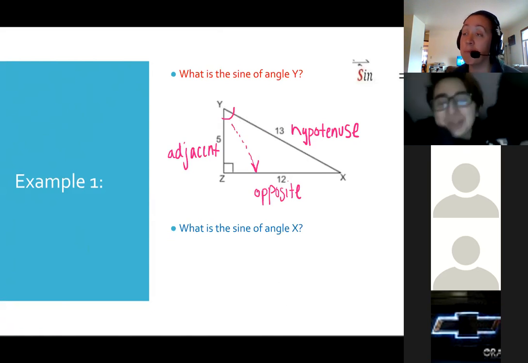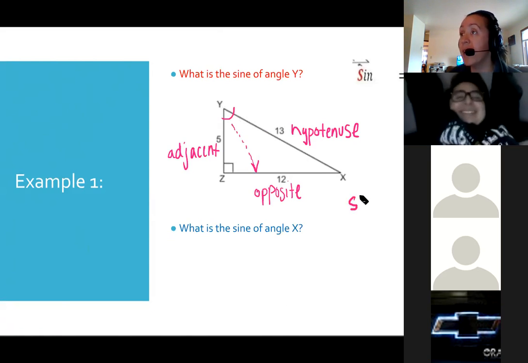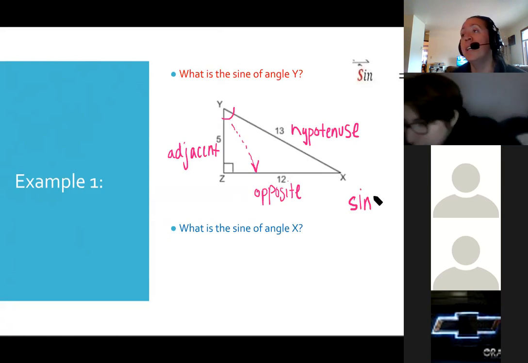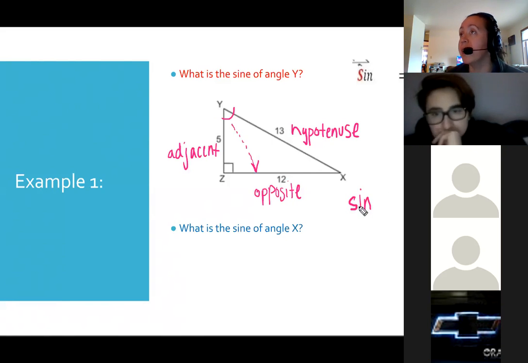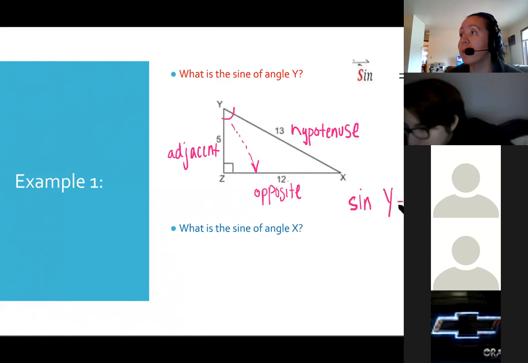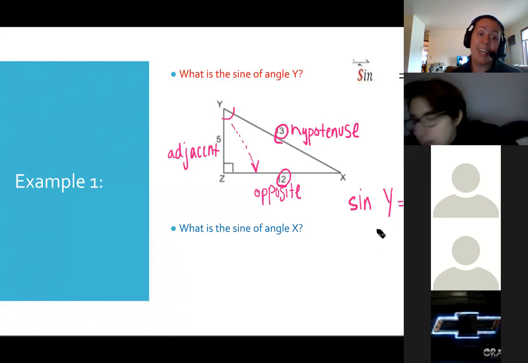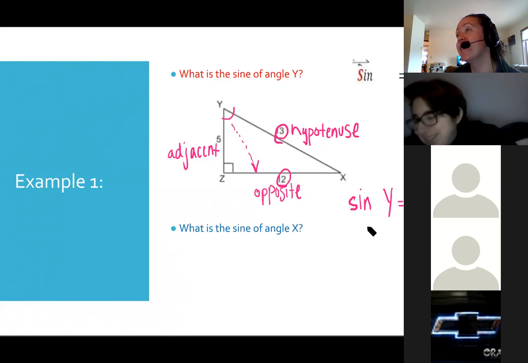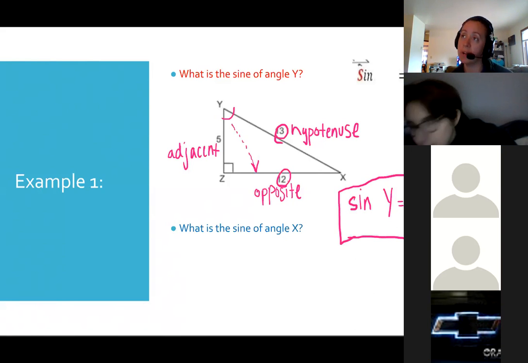Okay, so now we're going to set up the ratio. We want to find the sine, so we abbreviate it with sin, but it means sine. So we're going to say sine of y, and we're going to set up the ratio. It's opposite, which is 12, over hypotenuse, which is 13. So that's my answer. The sine of angle y is 12 over 13.